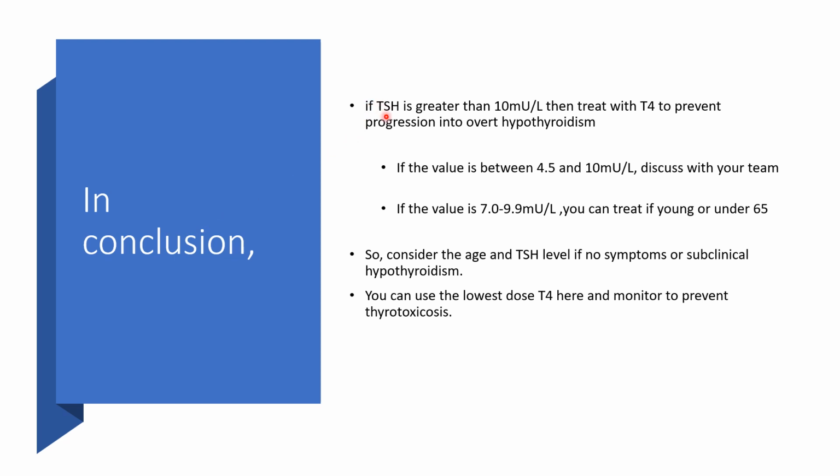In conclusion, if TSH is greater than 10 milli-units per liter, then treat with T4 to prevent progression into overt hypothyroidism. If the value is between 4.5 and 10, discuss with your team because a tree cannot make a forest. If the value is between 7 to 9, you can treat if you are dealing with a younger patient or the individual is under 65. So we must consider the age and thyroid-stimulating hormone level if no symptoms or the symptoms are subclinical. You can use the lowest dose of T4 to prevent thyroid toxicosis, and of course, you keep monitoring.